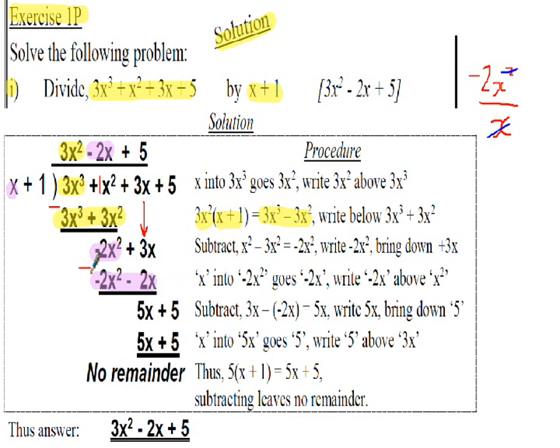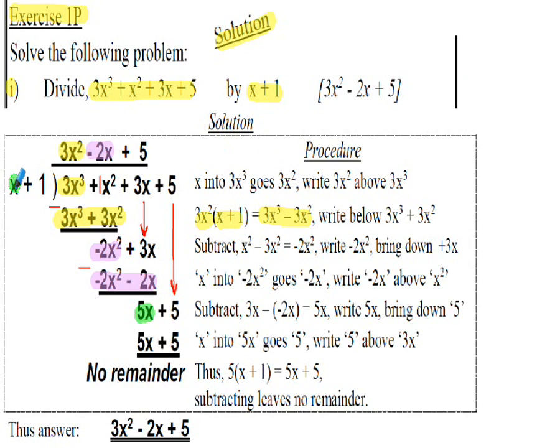If we subtract the equations now, and again be careful of the signs, negative 2x squared minus a negative 2x squared become negative 2x squared plus 2x squared, so that's 0, so that'll be 0 here. And positive 3x minus a negative 2x, be careful, that becomes 5x. We finally now bring down the last term in the dividend, which is the positive 5.